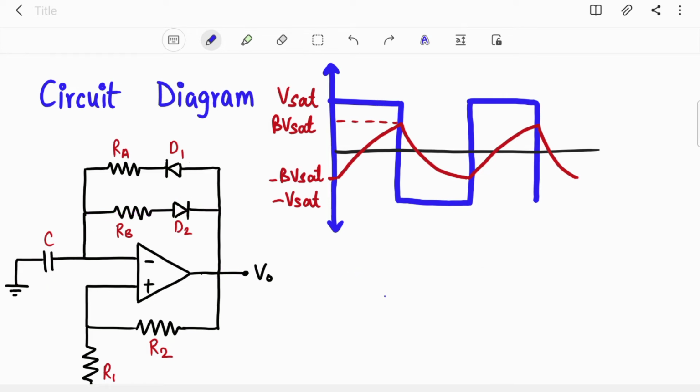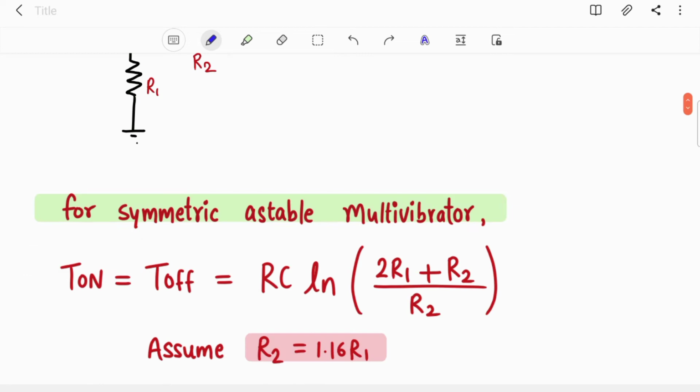So RA is associated with the charging time, that is T on, and RB is associated with the discharging time, that is T off. Working is very clear now. We will see some more equations. We will analyze it through equations now.